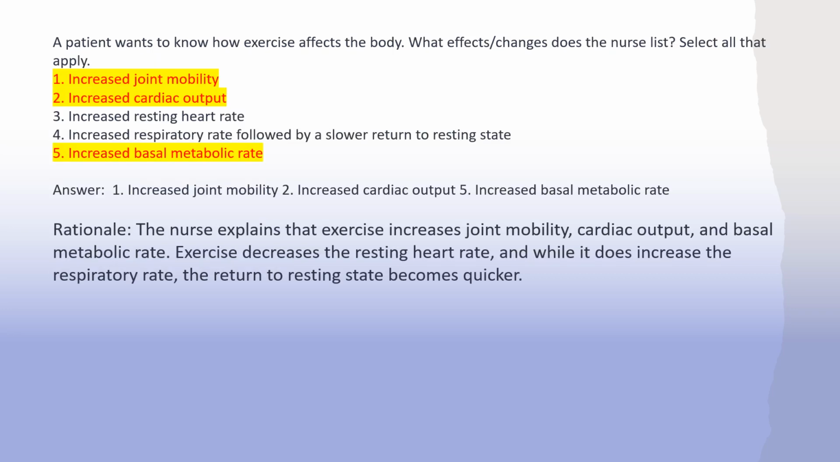Answer. 1. Increased joint mobility. 2. Increased cardiac output. 5. Increased basal metabolic rate. Rationale. The nurse explains that exercise increases joint mobility, cardiac output, and basal metabolic rate. Exercise decreases the resting heart rate, and while it does increase the respiratory rate, the return to resting state becomes quicker.